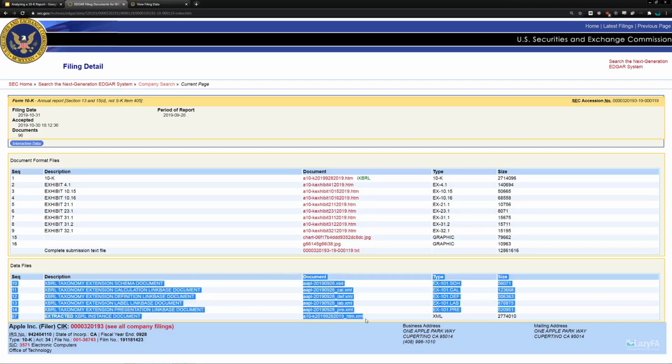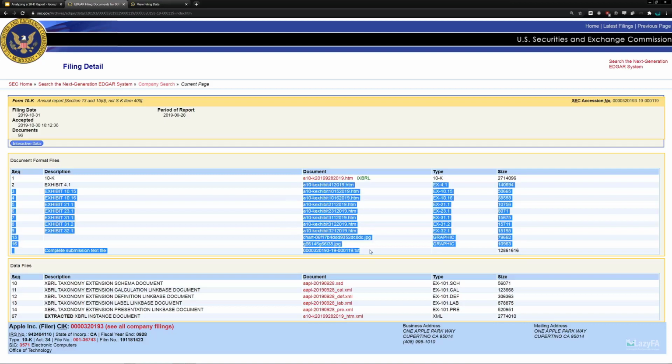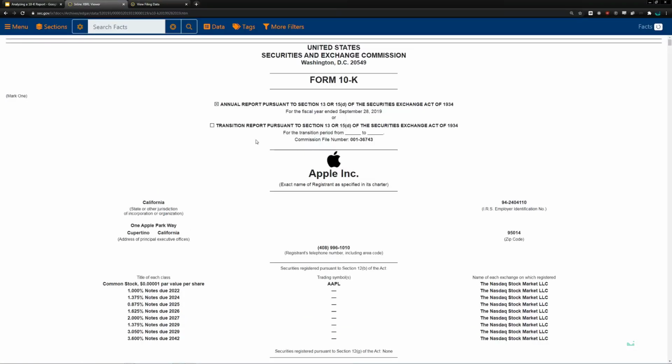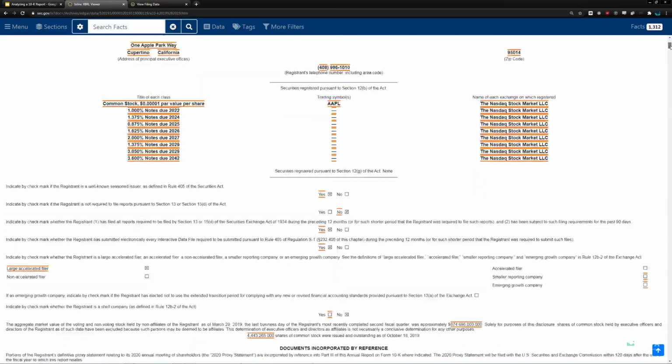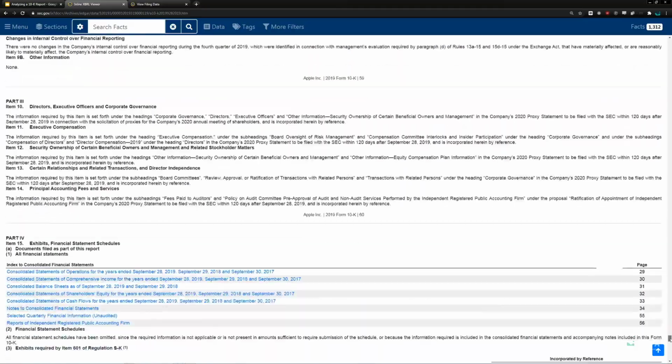And then this stuff down here is just XML stuff for data manipulation and data parsing. And all of these other links are exhibits like addendums and extra stuff that they had to file along with the SEC filings. So if you click on one, then this is what you're going to get, which is a very, very long document for a large company like Apple.